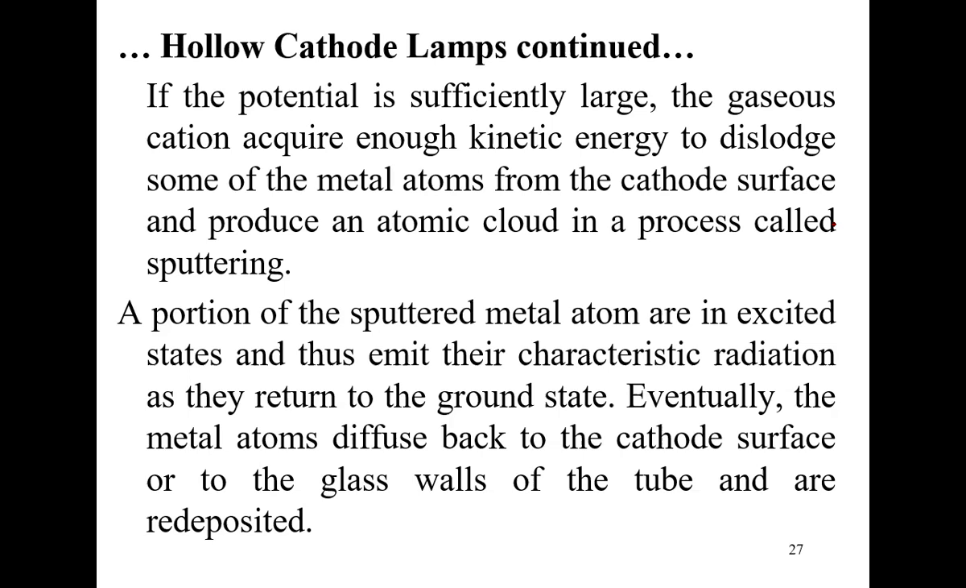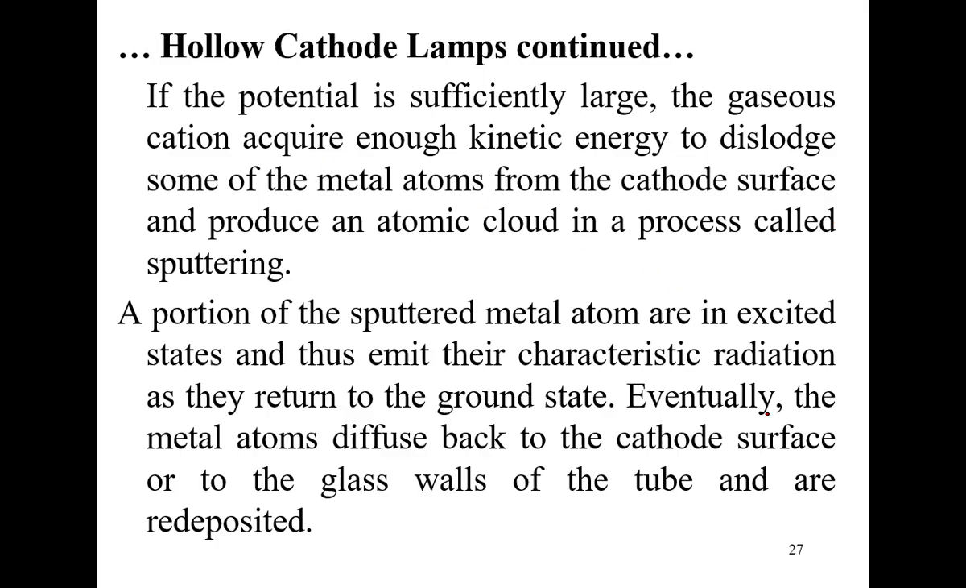Think about this process this way. You have the gaseous cations. They dislodge the metal atoms from the cathode. The metal atoms will go to the anode, all right? And then they would fall back. They have to come back to the cathode. In that process, as they go back, they return to the ground state, and they give off characteristic radiation, because the whole cathode lamp is really made up of the metal of interest.